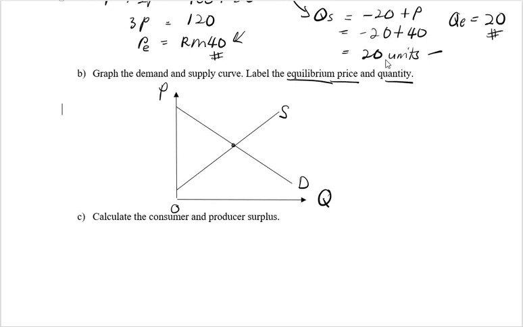So this is your market equilibrium. Let's say I put it as E0. The equilibrium price, which you calculated just now in A, is 40 ringgit. The equilibrium quantity is 20 units from question A. So you have answered question B already. Complete.